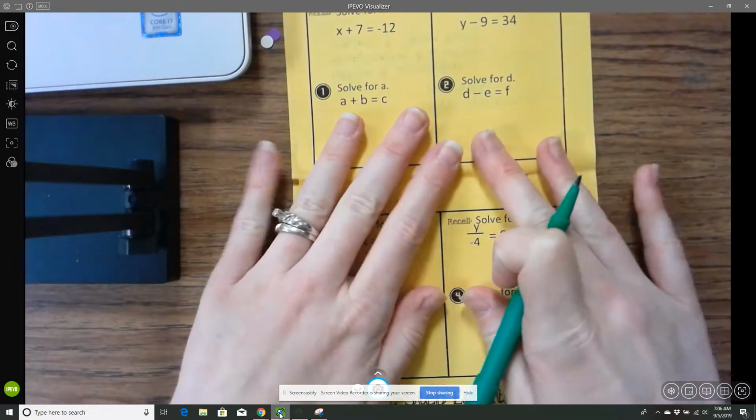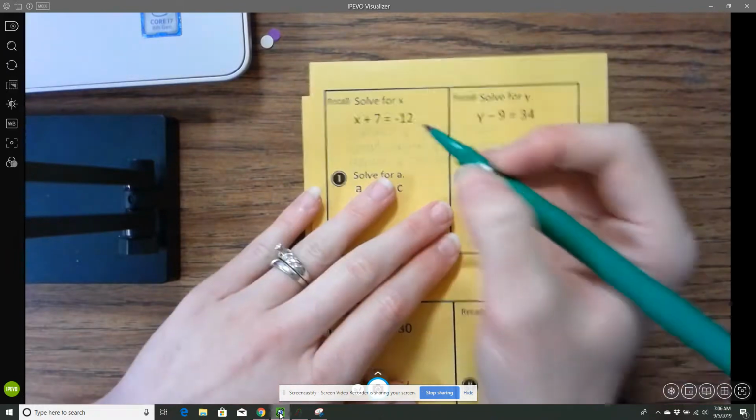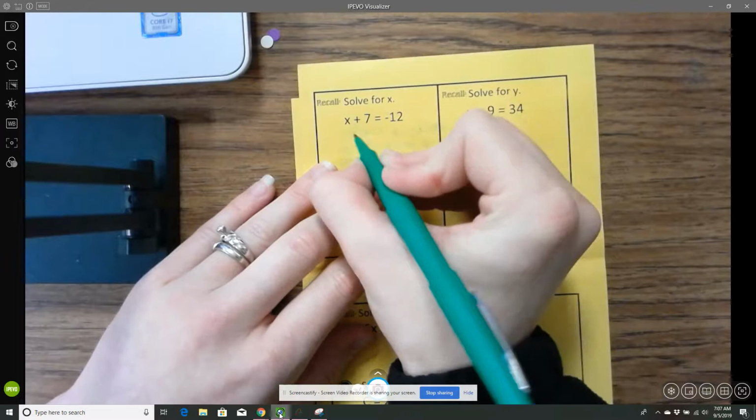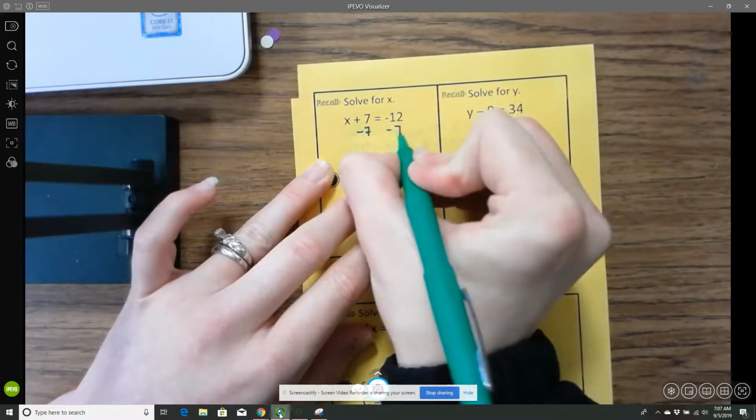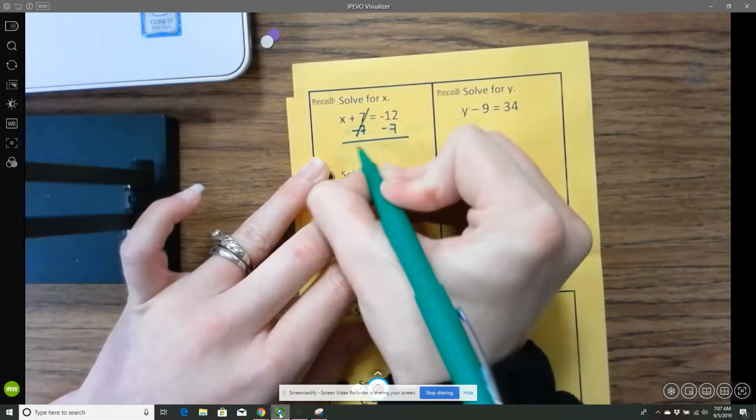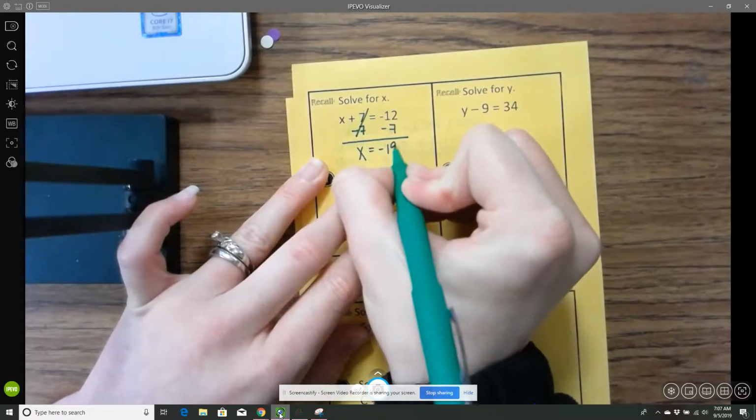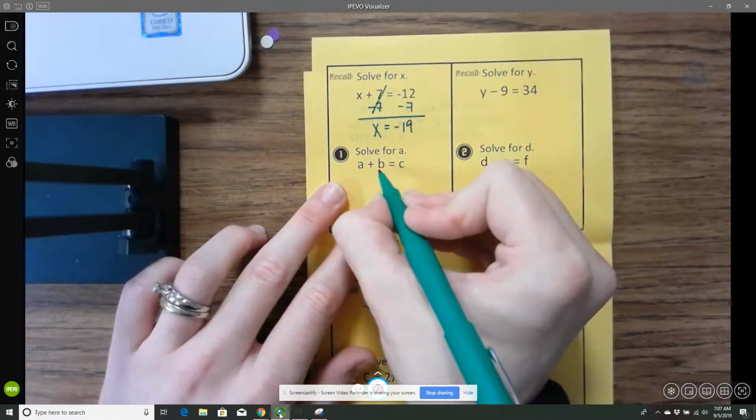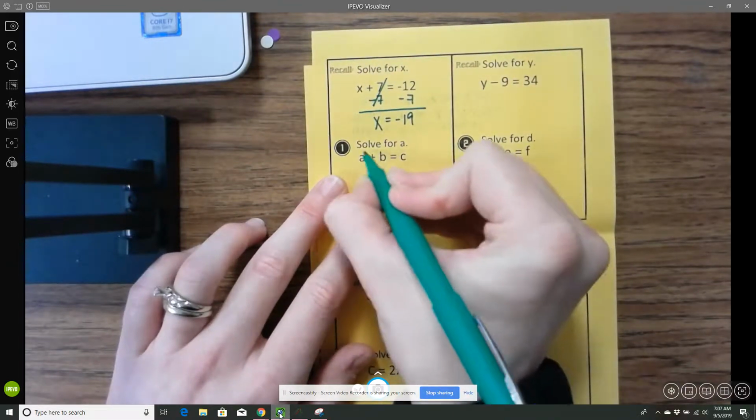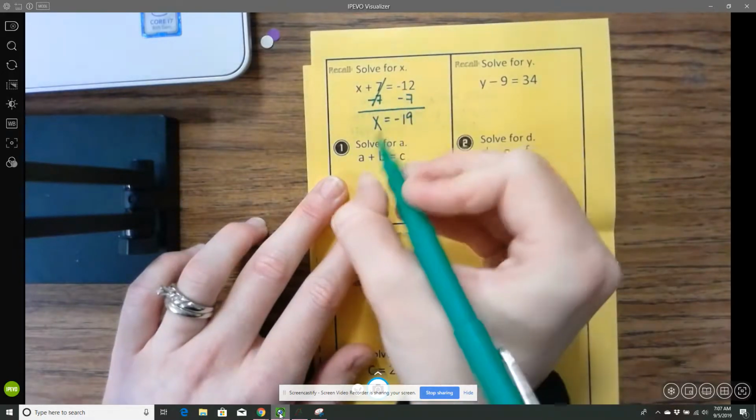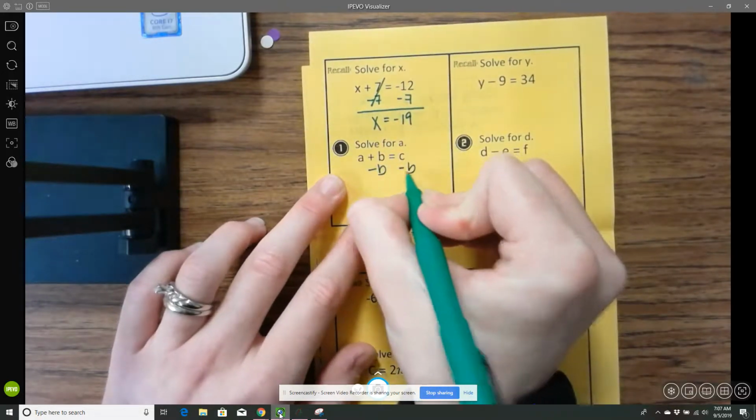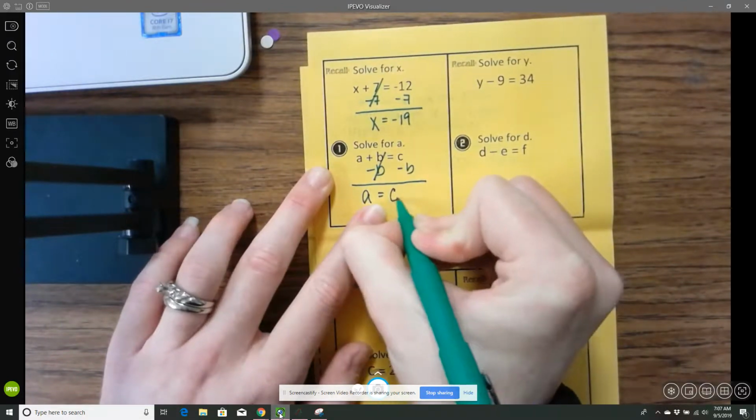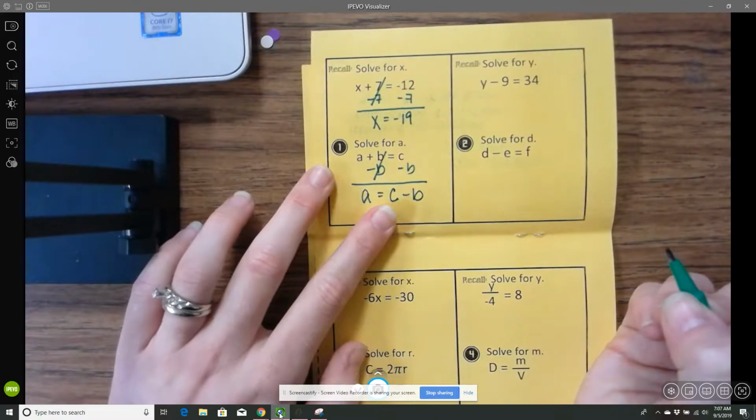So one-step equations. So at the top here, it says solve for x. So what we're trying to do is get x by itself. So we need to move the 7. The 7 is positive, so we would subtract it from both sides. So this cancels, so we would get x equals negative 19. And so here it says solve for a. So I need a by itself, so I'm adding b, so the same as this. We'd subtract b from both sides, so this cancels. So a would equal c minus b.